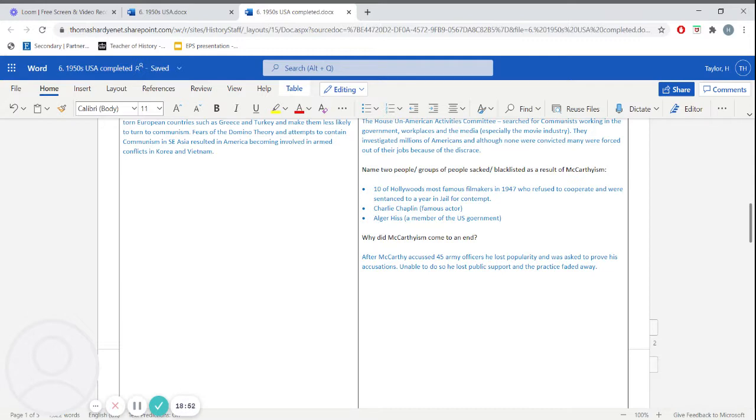Why did McCarthyism come to an end? After McCarthy accused 45 army officers, he started to lose popularity because once you start accusing the army, people might not be so willing to go along with what you're saying. So he was actually asked to prove his accusations, which he was unable to do because he never really had any proof for any of these. So when he did this, he lost public support and the practice eventually faded away.